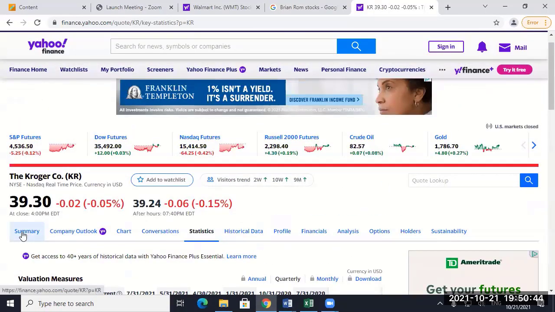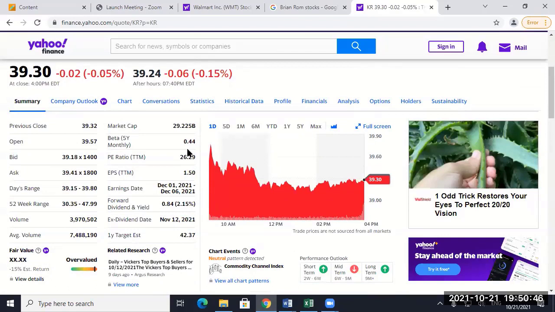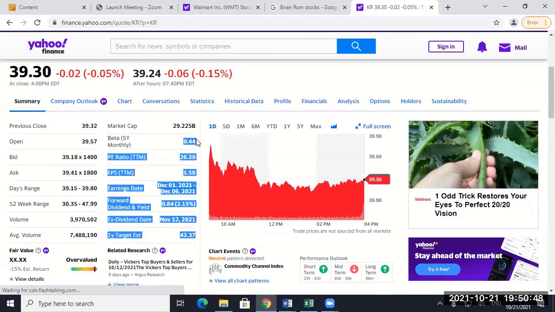What does Yahoo Finance say their beta is? 0.44. I don't believe that number at all. That's way too low. To me, grocery stores are 0.5, 0.6, and then with all that debt, I may push them to 0.7. 0.4 is just way too low. But why is it 0.4? Because we just went through COVID-19, right?